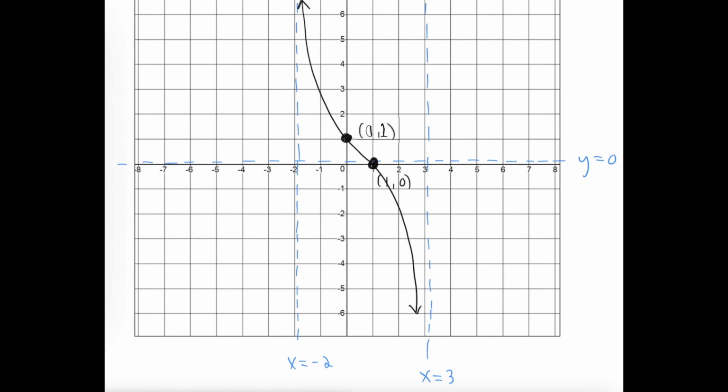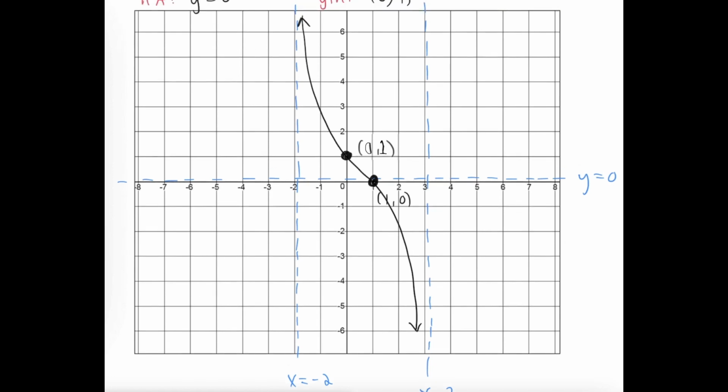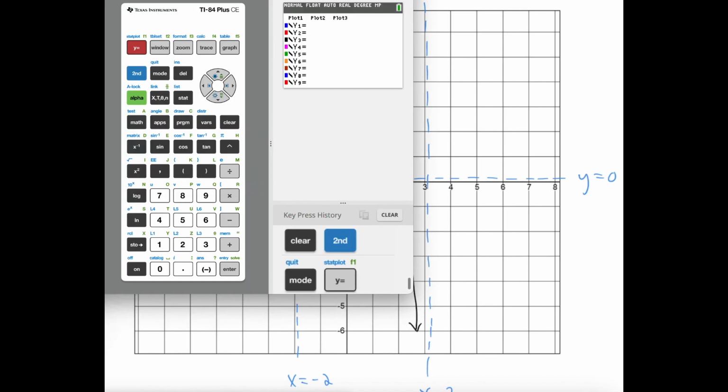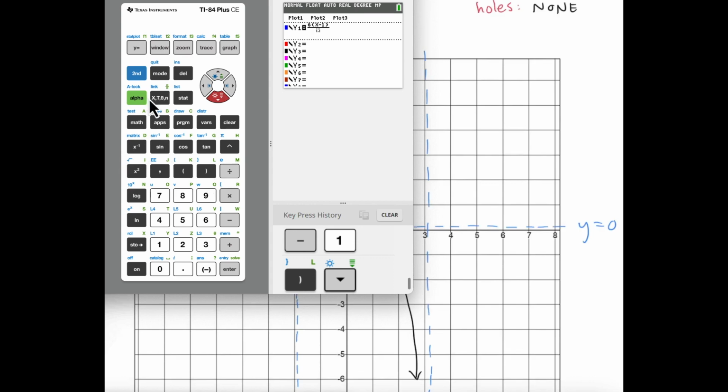Sometimes we can use our x-intercepts to help us figure out where the graph is in those regions, but this time I think let's just jump over to the calculator and plug in our function. So we'll say alpha f1 to get our numerator denominator, and in the numerator we had 6 times x minus 1, and in the denominator we had x squared minus x minus 6. So let's pop over and see what our graph looks like.